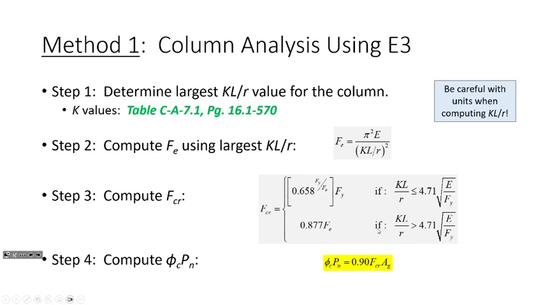So remember, if you want to compute the capacity of a column directly, the first thing you do is look at the column and assess what is the largest KL over r segment for the column, both along the strong axis and the weak axis. Whichever one's the largest is the one that you're going to use, because the section with the largest slenderness is going to control the capacity of the column, because that's the segment that's going to buckle first. Then under that segment, we compute the elastic buckling stress, Fe, and use that to figure out the critical buckling stress. Once we get the critical buckling stress, we compute the capacity as phi F critical times the area. So once you get that, it's pretty straightforward.